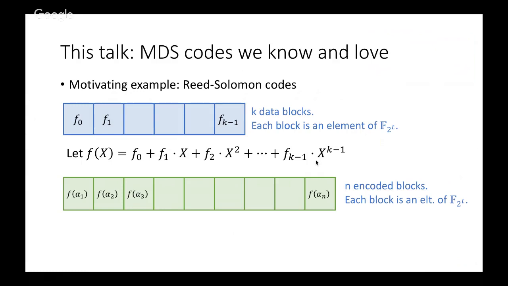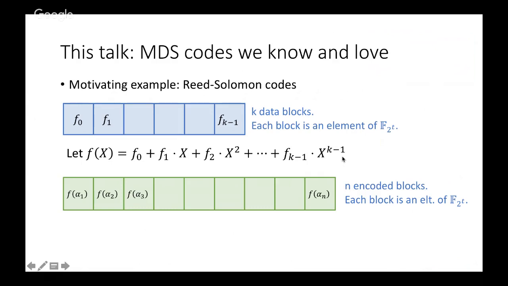If you haven't seen Reed-Solomon codes before, let me quickly define them. A Reed-Solomon code, like I said before, is an MDS code, so it has this property that any k encoded blocks can recover all of the data. It's defined as follows. Suppose I have my k data blocks, and I'm going to name them f0 through f_{k-1}. Then I'm going to treat these data blocks as coefficients in a polynomial. So I'm going to let f(x) be this polynomial f0 + f1 x + ... + f_{k-1} x^{k-1}, some degree k-1 polynomial.